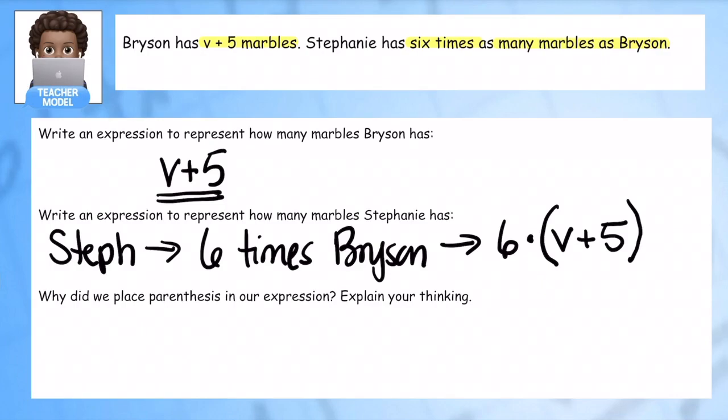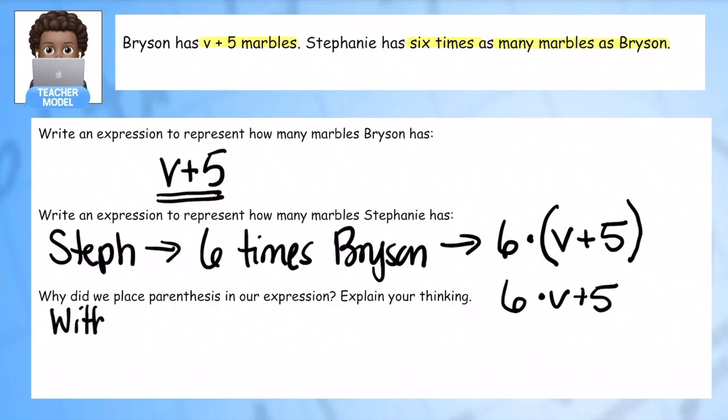So I'm going to put a parentheses around that and I'm going to explain my thinking why. If I did not have that parentheses, I'm going to put it here. Using our order of operations, what would you do? Well, we know we'd multiply 6 times this V, but what would happen with this 5? We would just add 5. So that is the challenge. We want 6 times the entire amount Bryson has.